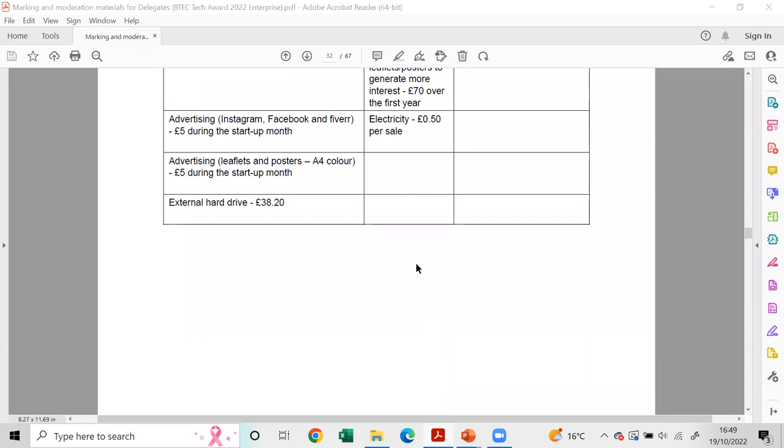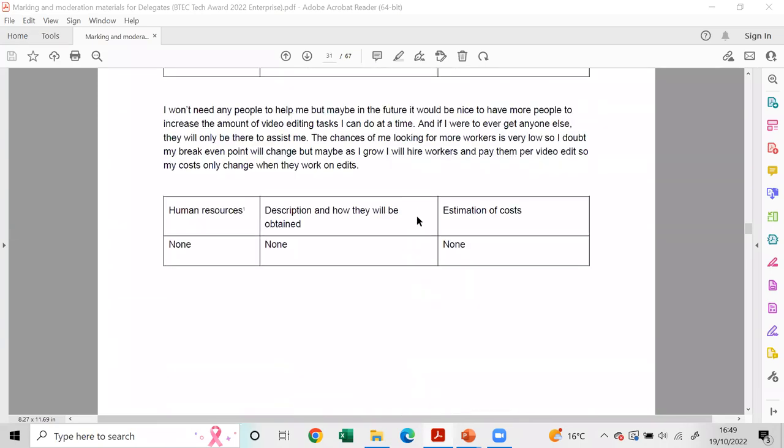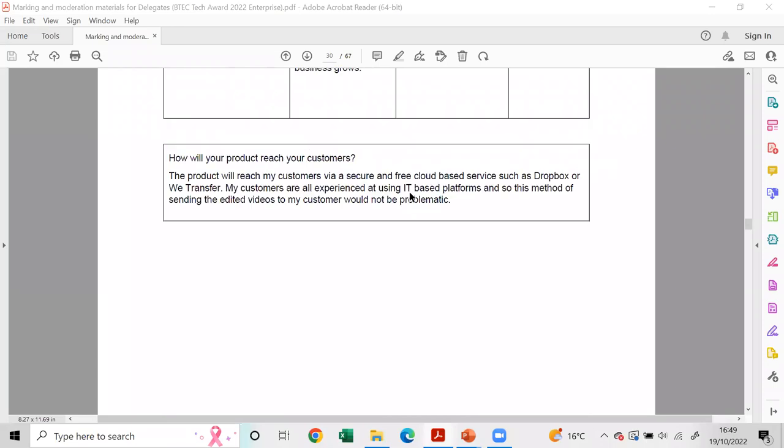In terms of their market research, which they have used some market research, and I'm going to go up here where they've used it.